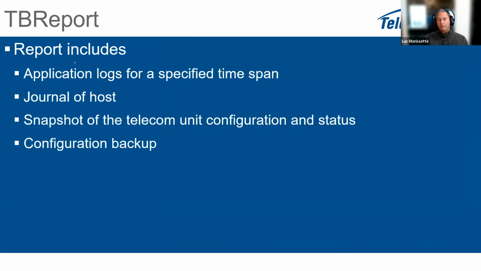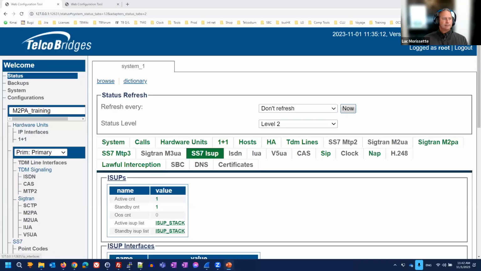And why we want the TB report on our side is that it has application logs for a specified amount of time from the system, but it has all kinds of information about the host of the system, the telecom unit configuration, and also a backup of the configuration that we can use to view your configuration. Right? So let me show you this on our system.